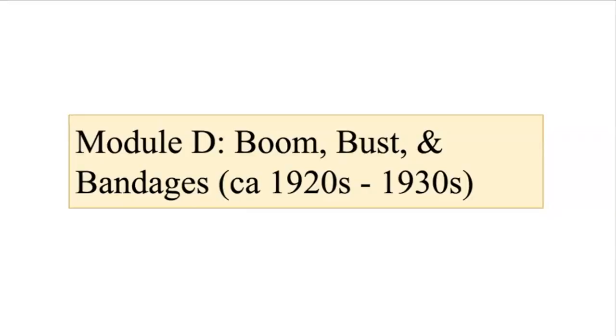I have been distracted and only just realized that I posted the first two lectures of Module D without actually introducing the module itself. Module D covers the 1920s and 1930s, and I've called it Boom, Bust, and Bandages. So far, we've covered the boom of the 1920s and the bust that occurred right as the decade ended.